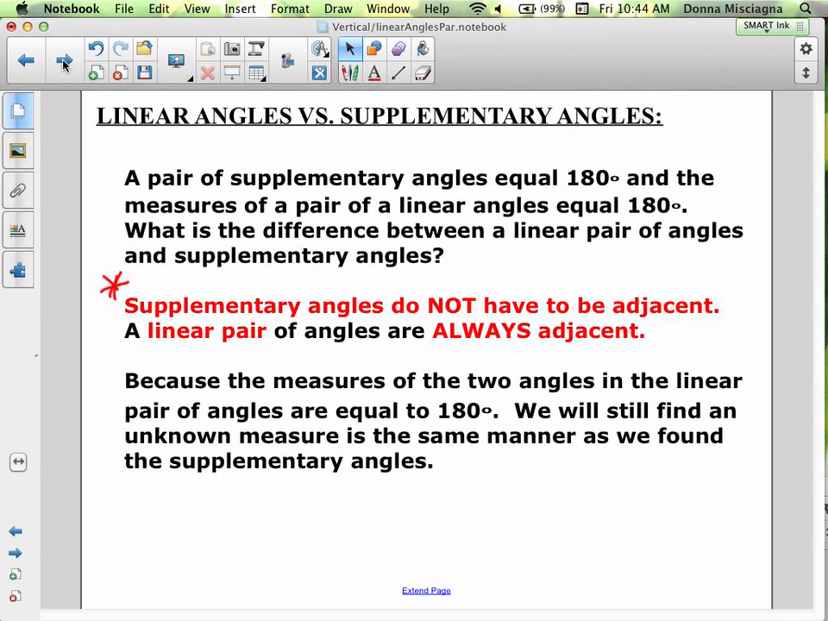So supplementary angles do not have to be adjacent. Right? So supplementary angles are any two angles at all that add up to 180 degrees. They don't have to be adjacent to one another. They could be in two separate rooms. It wouldn't matter, as long as they added up to 180 degrees. But a linear pair of angles are always adjacent.